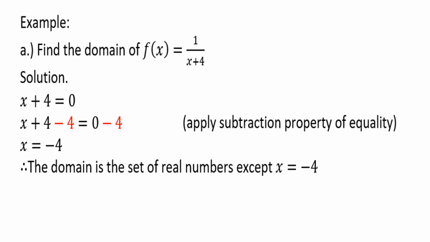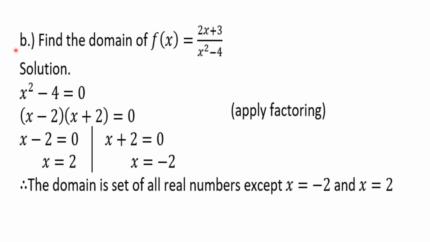Okay, so let's proceed to our example number 2. Find the domain of f of x equals 2x plus 3 all over x squared minus 4. For the solution, we equate the denominator to 0. So that is x squared minus 4 equals 0. We can apply factoring here since our denominator is a difference of two squares. So we can make this into the quantity x minus 2 times the quantity x plus 2 equals 0.